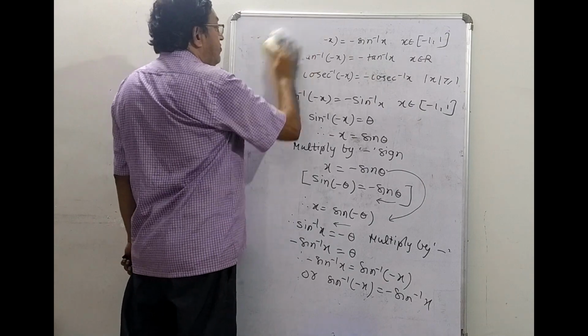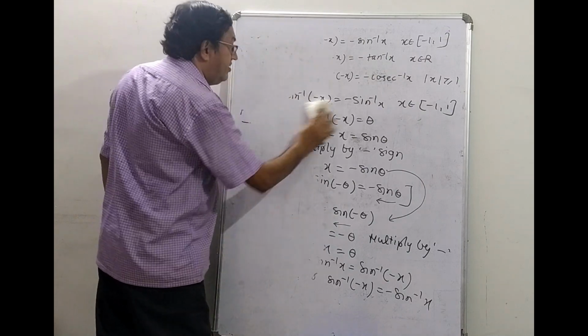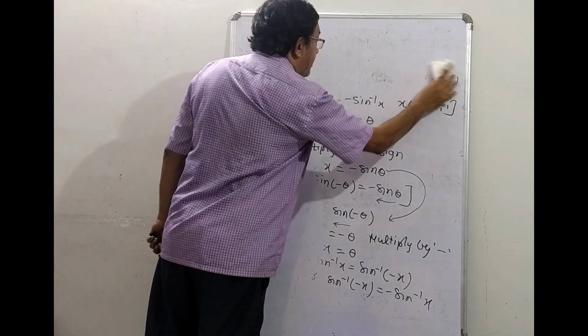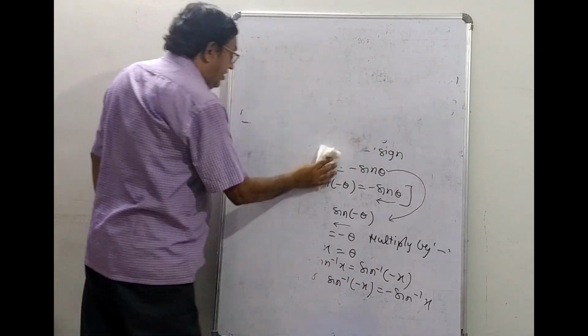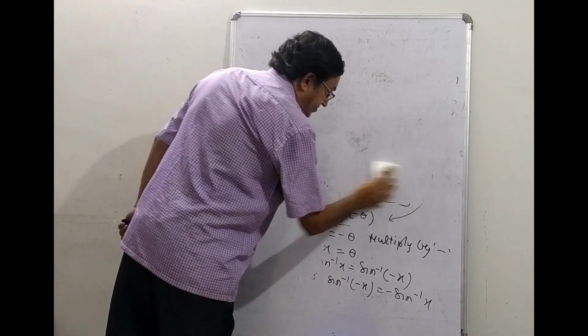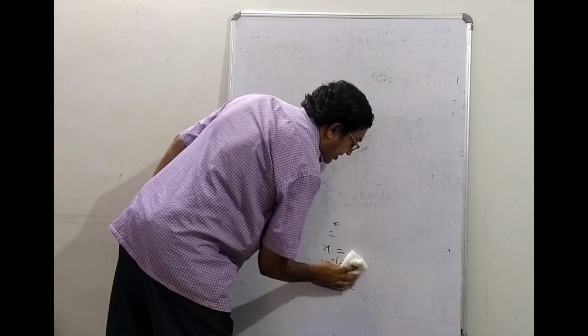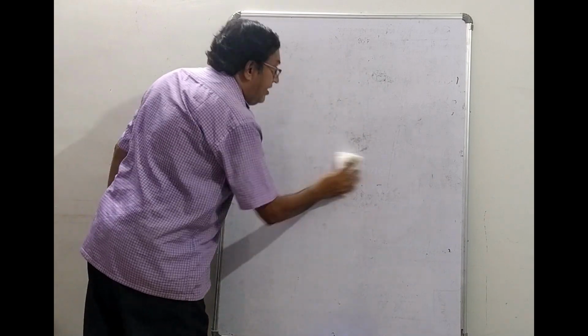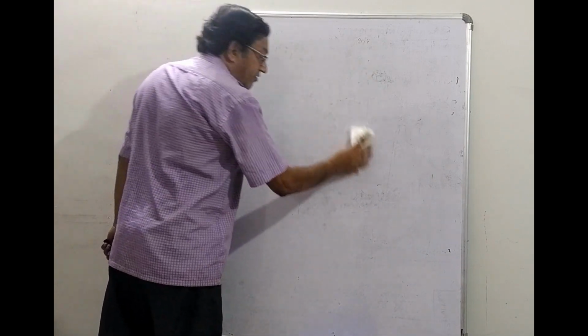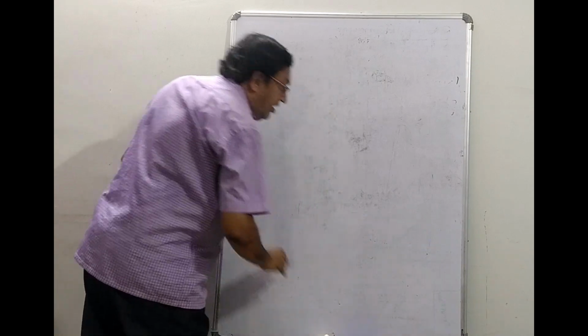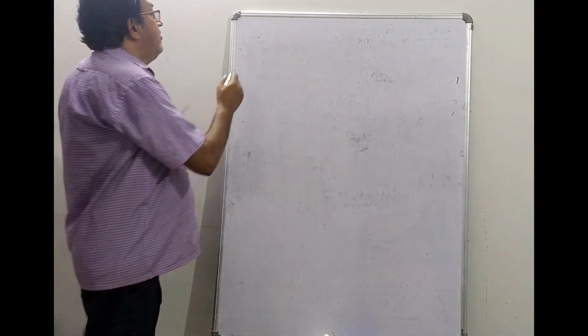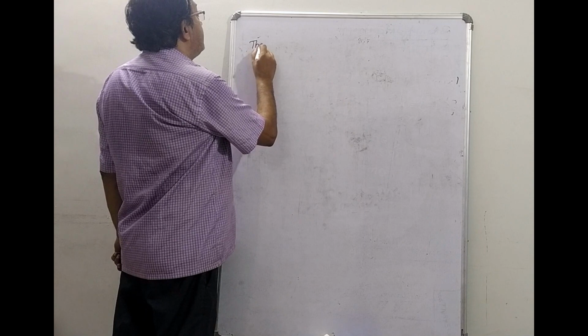Now we will pass on to theorem number 3. Again in theorem number 3 there will be 3 parts. I will write all the 3 parts first, then I will prove the first part, and you have to go on the same basis for the second and third parts. So I will write theorem number 3.